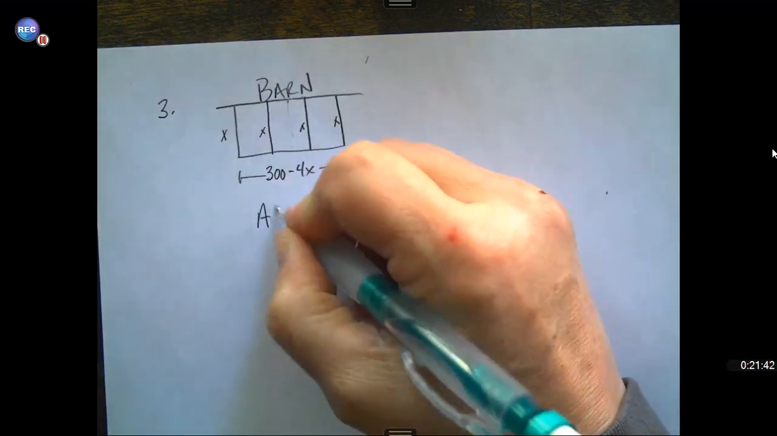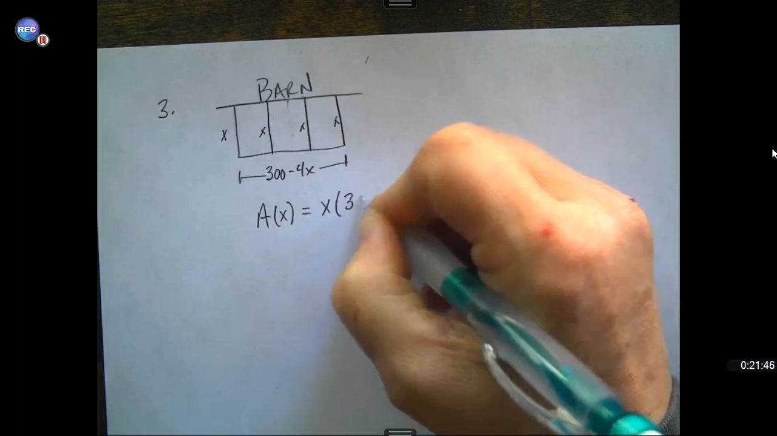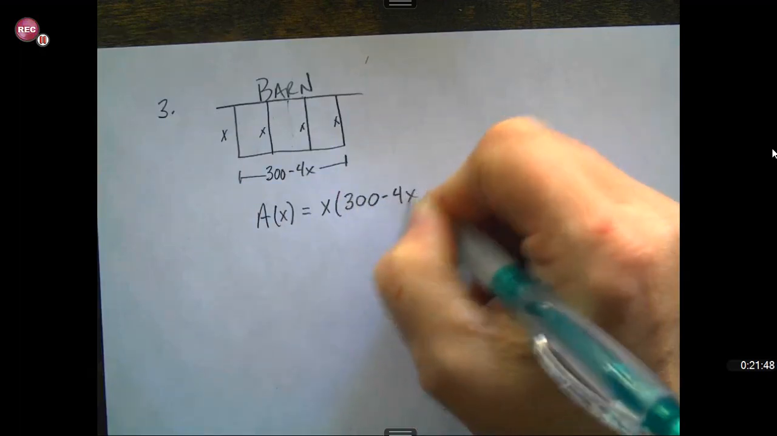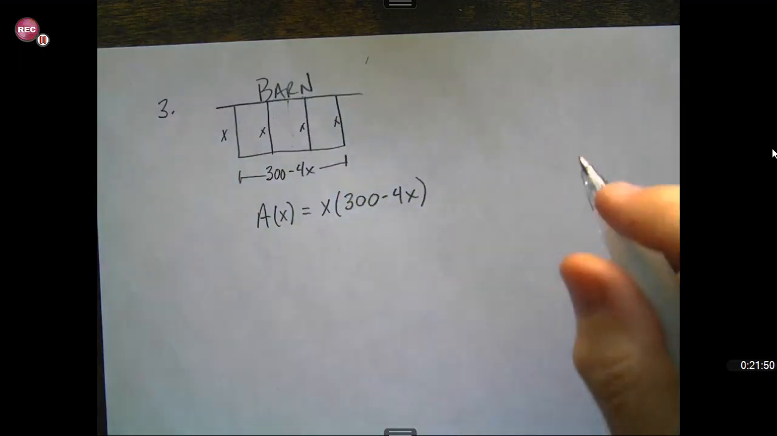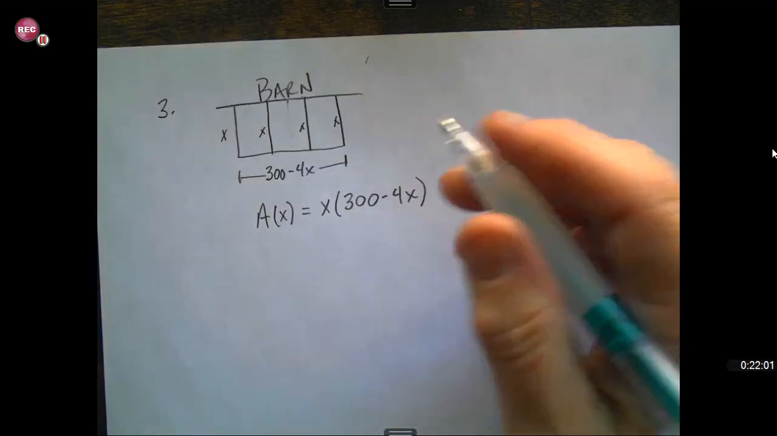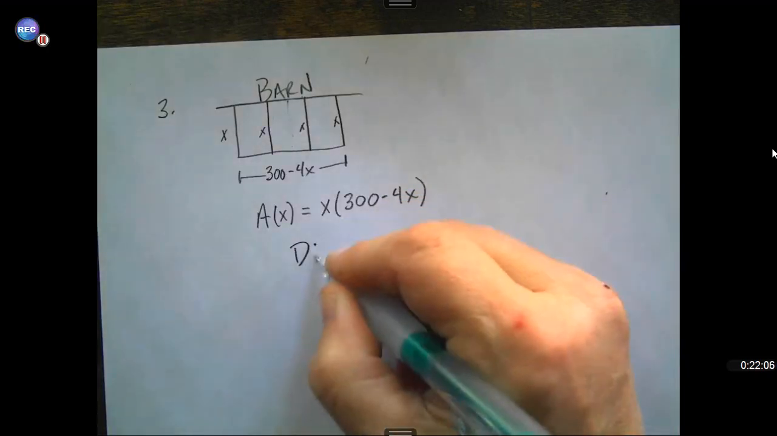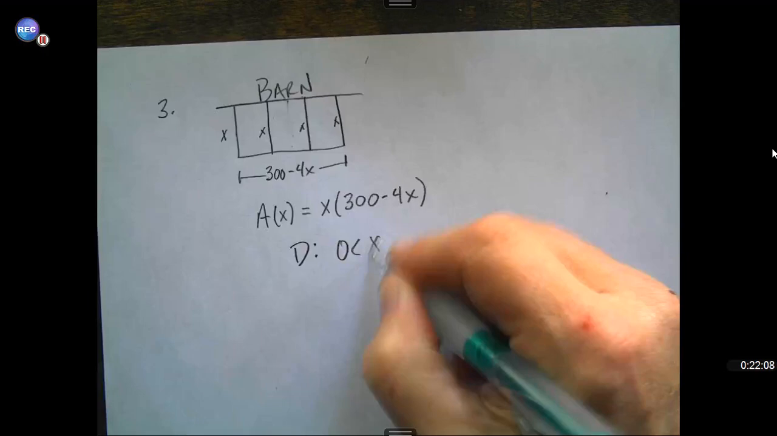Find the value of x that gives the maximum area for the enclosure. So the area of this enclosure, A of x, equals x times the quantity 300 minus 4x. Even though it's not asking for it, it is helpful to know the domain so that when I set up my window, I have an idea of where the maximum is. So the domain is going to be 0 to 75.